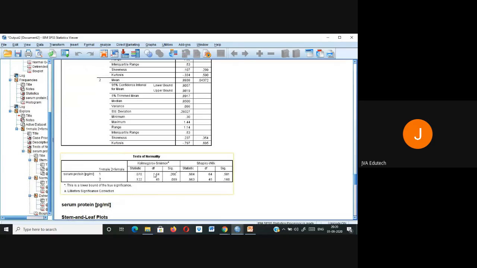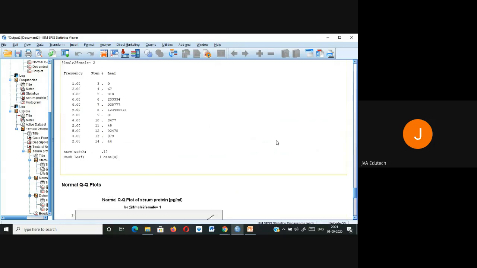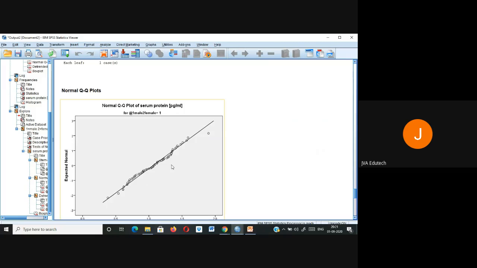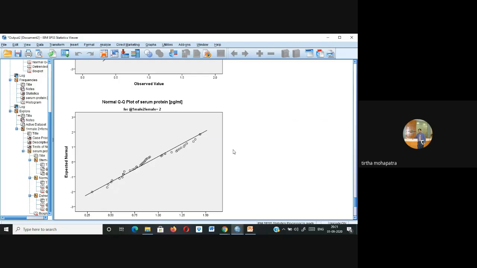Now see, in case 1, the test distribution is normally distributed. In male it's normally distributed, in females also it's normally distributed. You can check it through this QQ plot also. In case of male it's normally distributed. In case of female also it's normally distributed, though a few points are farther from the line. They are close to the line, but a few points you can see here are farther from the line.